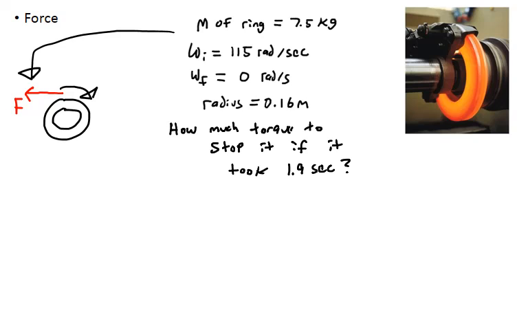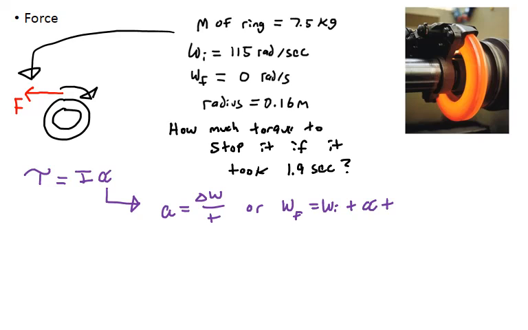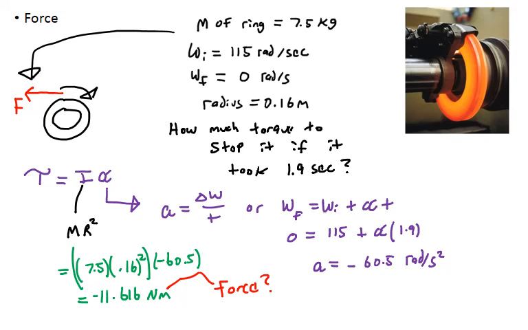All right, so we've got that force causing it to slow down, and we know that torque equals I alpha, and we can figure out how much torque it takes if we know what the acceleration is doing. That's the change in omega over time, or the constant acceleration equation. And we should get an acceleration of negative 60.5 radians per second squared, slowing this down. Therefore, because this is a ring, I = mr squared, we can solve for how much torque it's going to take. So the torque is 11.616 newton meters to bring this to a stop.